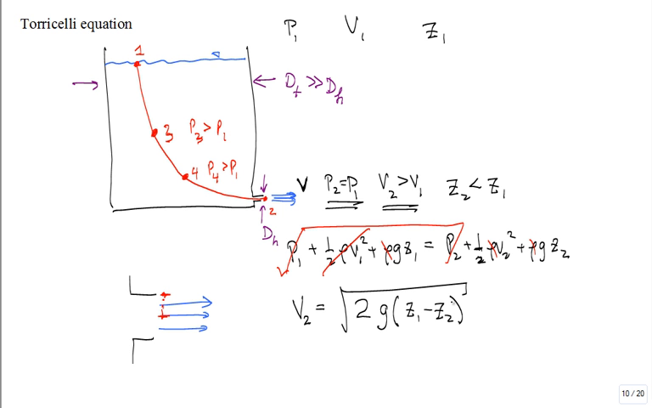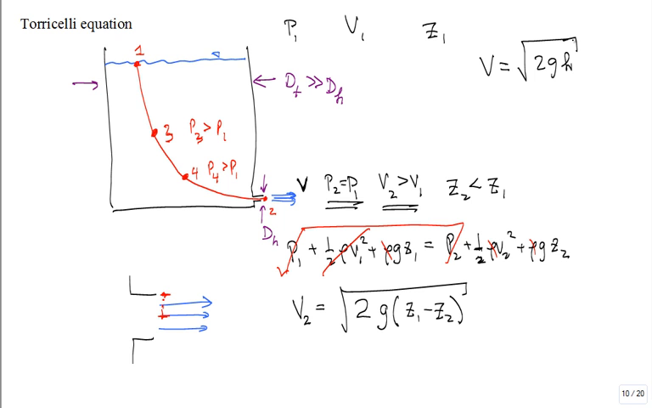Does that equation look good? That's Torricelli's equation. The exit speed out of a tank is equal to the square root of 2gh, the depth from the water level to the tank, assuming that the air pressure above the water level and the pressure at the exit are the same pressure.